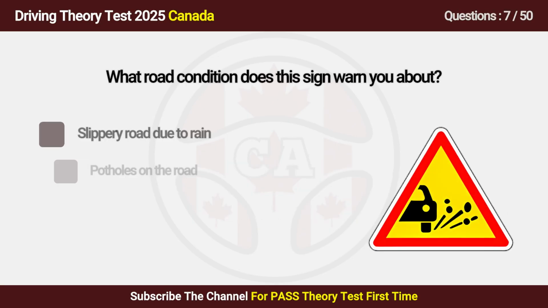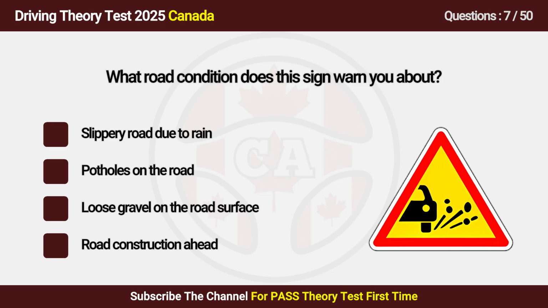Question 7. What road condition does this sign warn you about? A. Slippery road due to rain. B. Ice on the road. C. Loose gravel on the road surface. D. Road construction ahead.